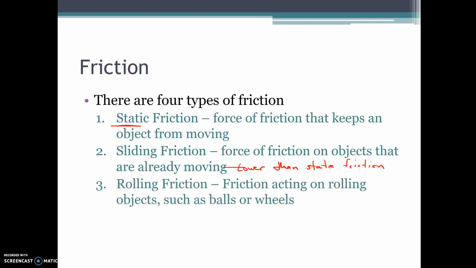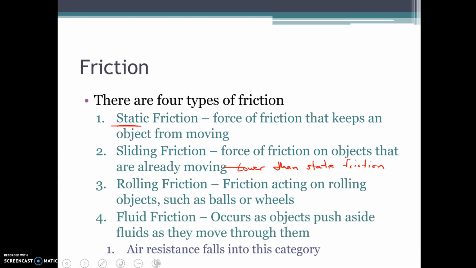Rolling friction is another type of friction. This is friction on a rolling object such as a ball or a wheel. Ball bearings would be a good example of this. Roller skates, roller blades, any sort of thing that is rolling along would exhibit rolling friction. And this is again almost always less than sliding friction. We know that things that roll typically have less friction than things that are sliding.